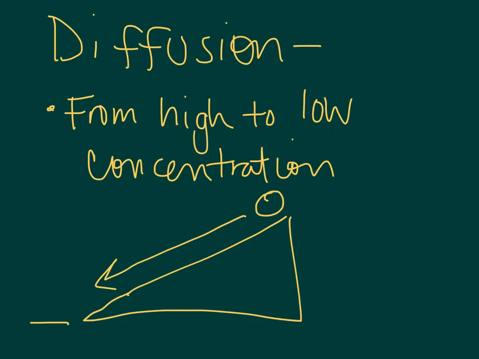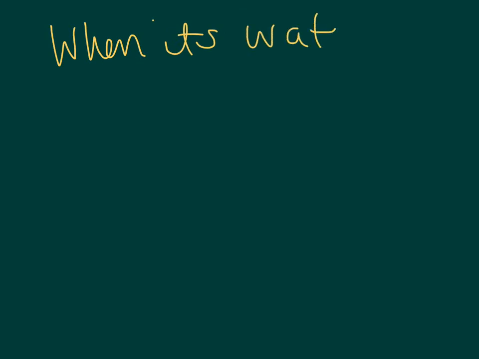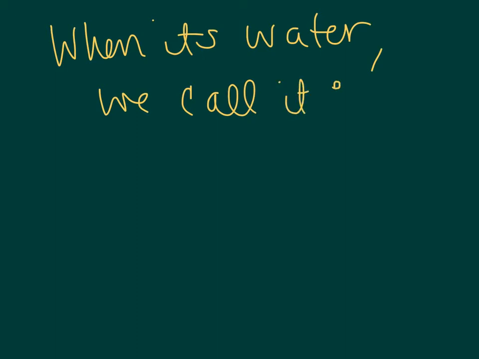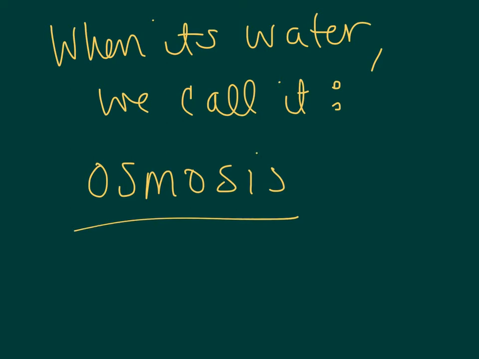Wait, you said it's what gradient? Concentration. So it's moving down the concentration gradient. When the molecule doing the diffusing is water, we call it osmosis. So osmosis is just a fancy term for the diffusion of water from an area of high concentration of water to low concentration of water.